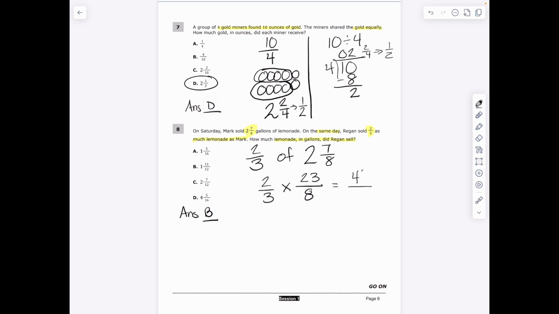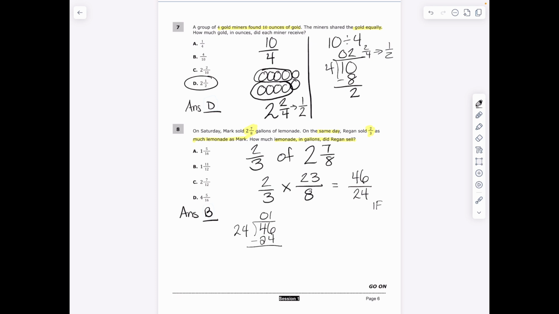All right, so I can multiply, and I get 46 over 24. So far it looks nothing like any of my choices, but I do notice it is an improper fraction. So I'm going to ask myself, how many 24s can I take out of 46? So let's just think about this. I know that 24 times 2 is 48, so I can only take 1 out.